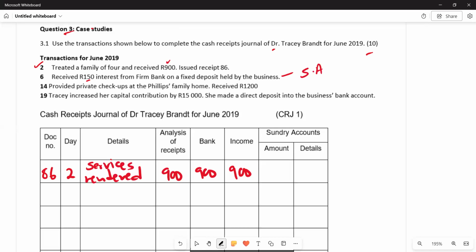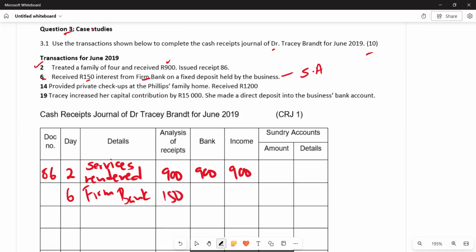So we take note of the document number. Let's just try to see if we have the document number. We are seeing that we are not seeing a document number there. We have the day, which is 6. So obviously here we are going to say 6. And then on the details part, we are seeing that we are receiving this from Firm Bank. So you can just put Firm Bank here. Firm Bank. And then the amount is 150.